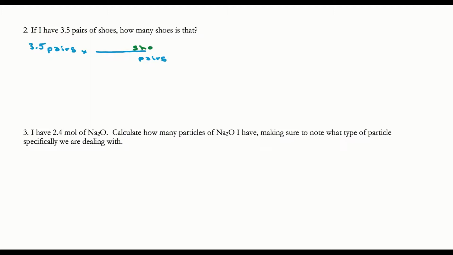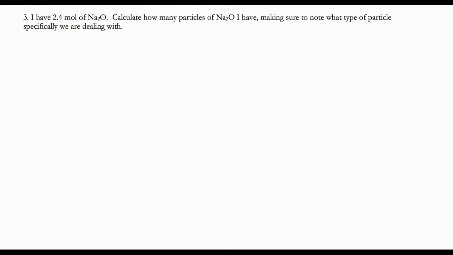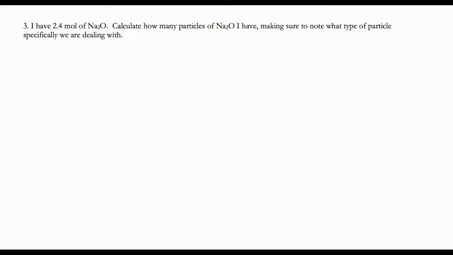Okay. And I know that one pair of shoes is 2 shoes. So then I'm going to take 3.5, multiply by 2, and I know that that will give me 7 shoes. So 3.5 pairs is 7 shoes. Yes, you could have done this in your head. The whole point is showing the setup and the conversion factors. Okay. Let's look at number 3.